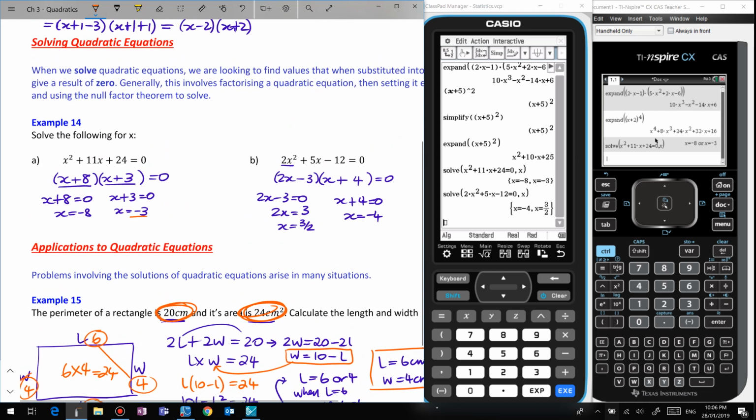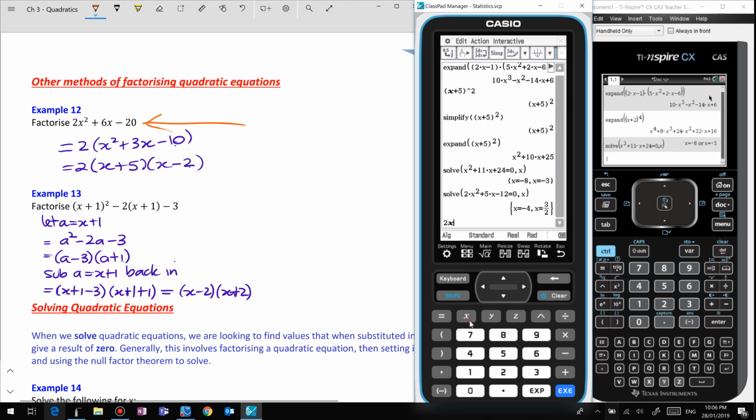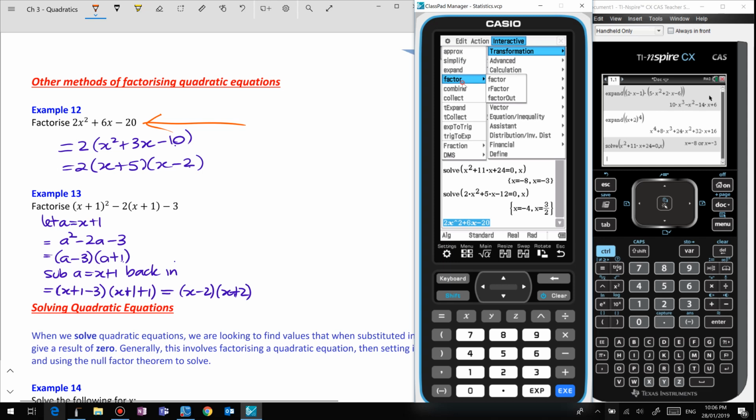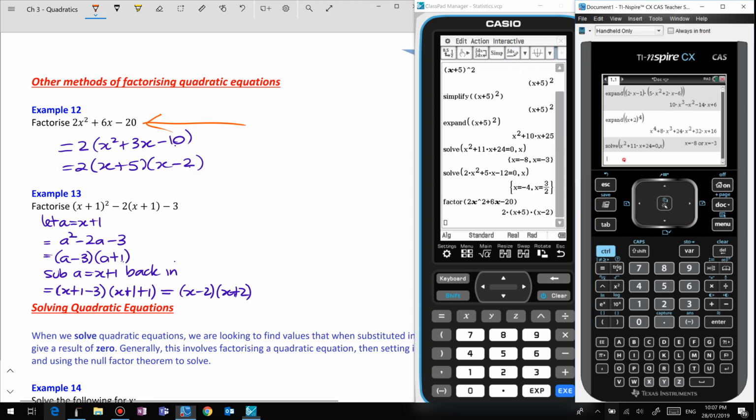Hopefully that helped. You know how to solve... Oh, did I tell you how to factorize? On your CAS to factorize, we'll do this equation here, and it works for any of them. On this CAS we just put in 2x squared plus 6x minus 20, highlight, interactive, transformation, factor. It's factorized it for us. On this CAS we go menu, 3, 2 for factor.